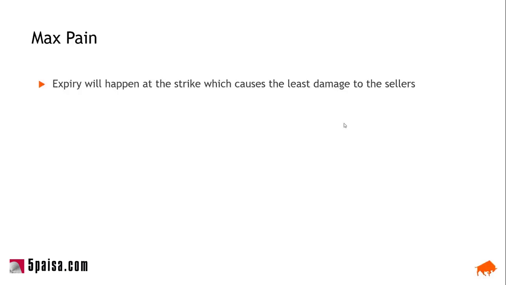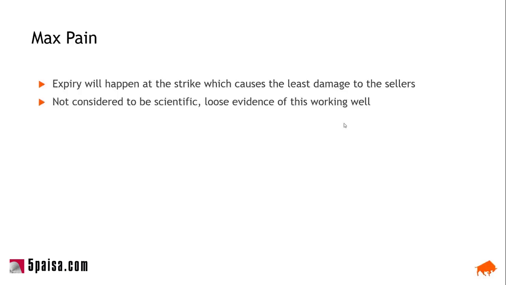But trading based on Max Payne and saying that, look, Max Payne is 11,800, therefore expiry is at 11,800, I'm not sure if it works. So expiry happens at a strike which causes least damage to the sellers. This is what Max Payne theory says. Again, not considered to be super scientific, but then again, the academics say that even technical analysis doesn't work, right? So the point at which the sellers will have the least loss is considered to be the Max Payne point, and Max Payne theory says that the expiry of a stock will happen at that particular level.